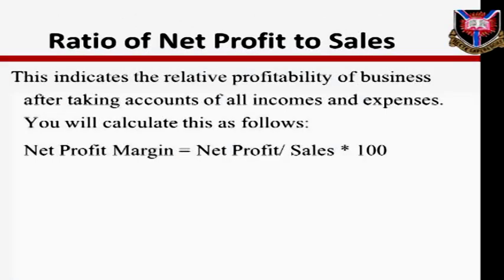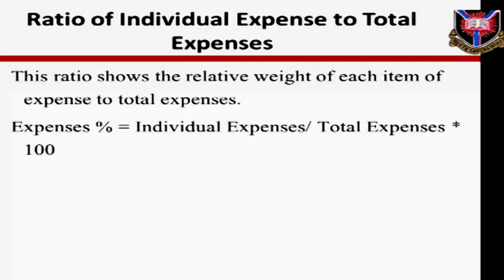Ratio of net profit to sales. This indicates the relative profitability of the business after taking account of all income and expenses. You calculate this as follows. Net profit margin equals net profit over sales times 100. Ratio of individual expense to total expenses. This ratio shows the relative weight of each item of expense to total expenses.